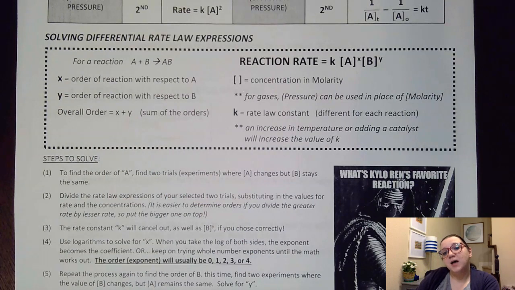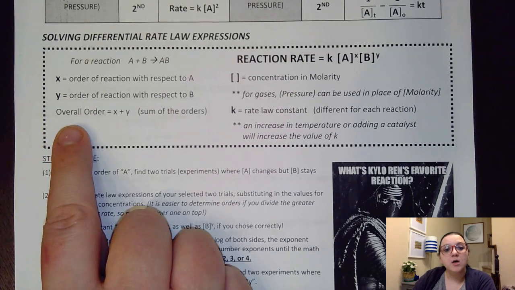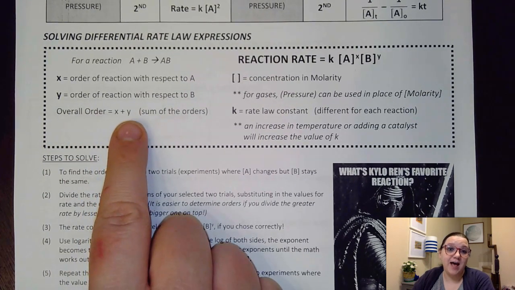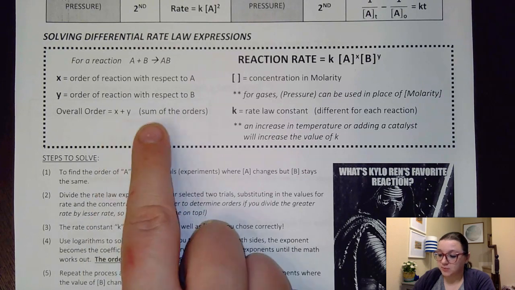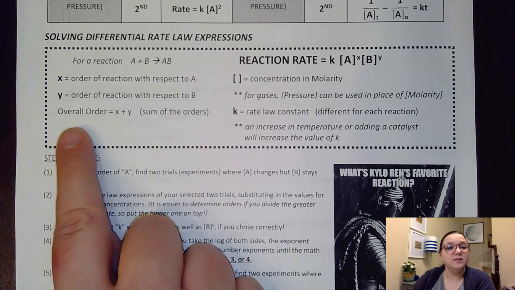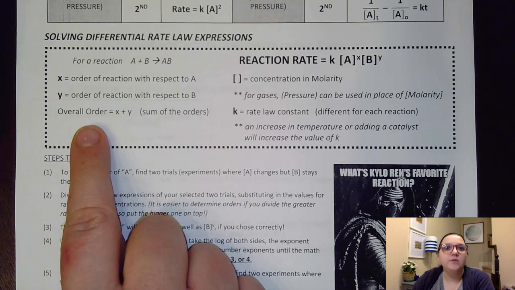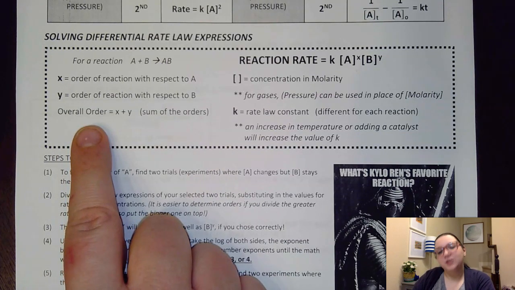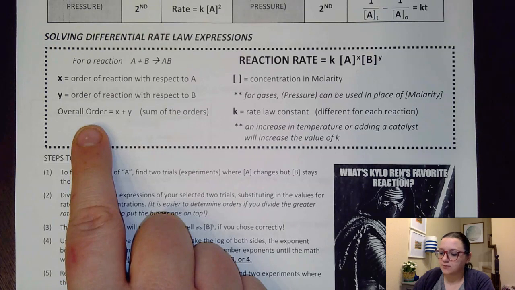Now, some things in this little chart that we haven't yet used. First off, overall order would be our two exponents added up. So it's simply the sum of the orders themselves. So if a problem ever asks you, what is the overall order of the whole entire reaction, you would just add up the orders themselves.